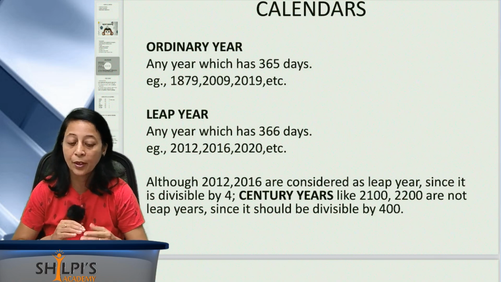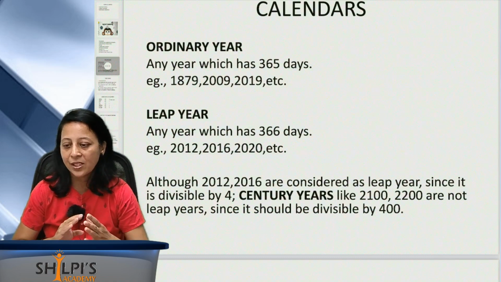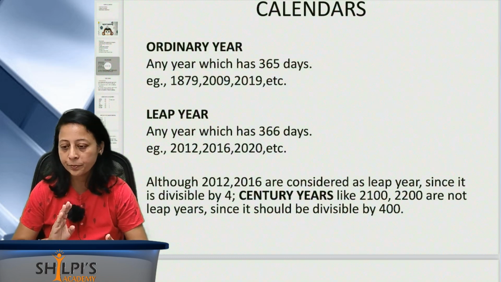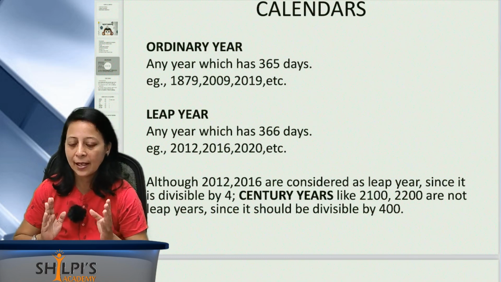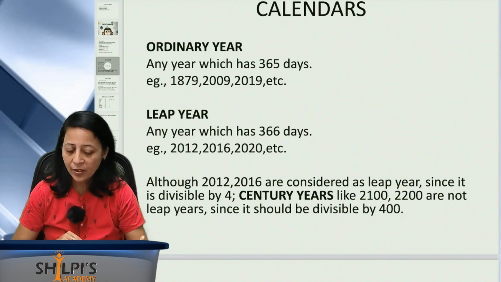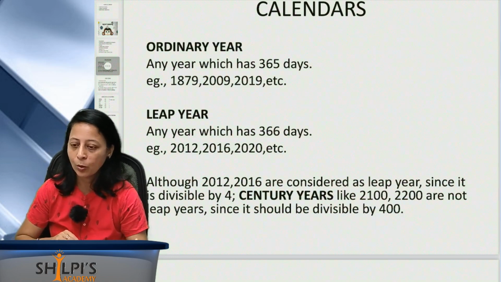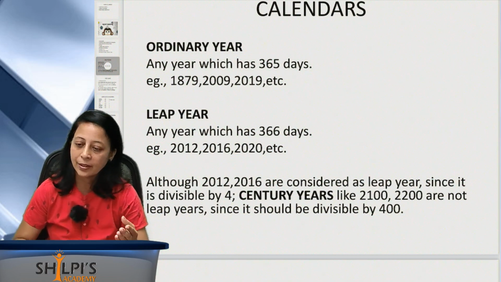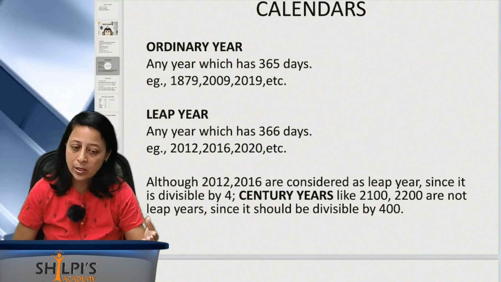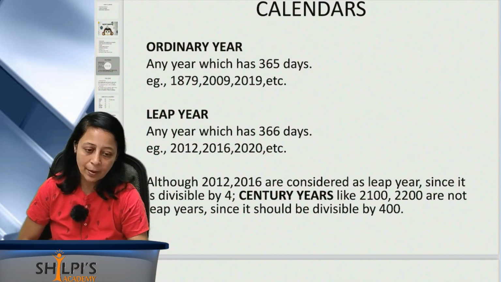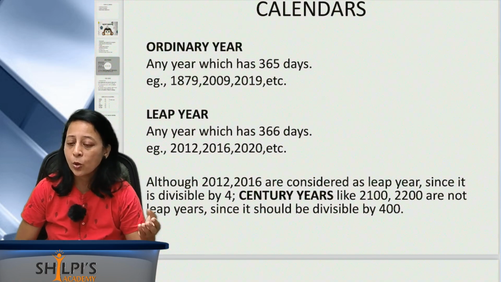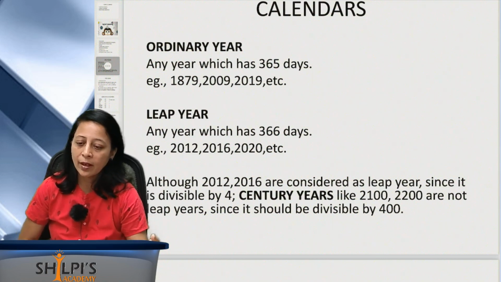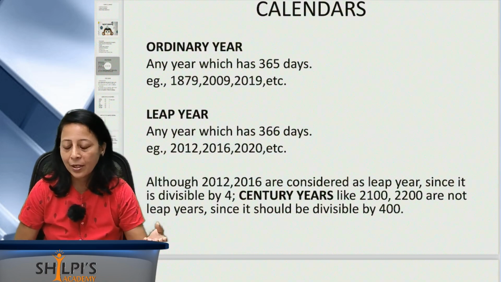For example, if you take 2000, 2000 is divisible by 400, so it is called a leap year. 2100, when you divide it by 400, of course you know the zeros get cancelled, 21 divided by 4 will be left with a remainder. Likewise 22 divided by 4 will be left with a remainder. Whereas 2400 will be considered a leap year because when you divide 2400 by 400, you have the remainder as 0.